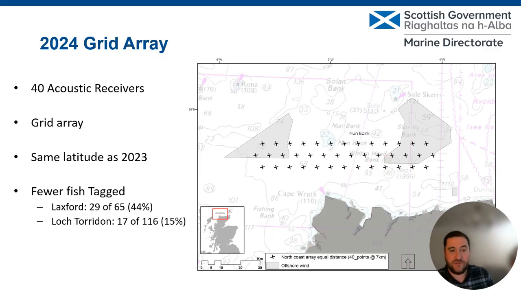To note, there are a lot fewer fish tagged this year. There were 65 fish tagged in the Laxford, of which we detected 29, and 116 fish tagged in Loch Torridon, of which we detected 17, which is probably as we'd expect, given that Loch Torridon is much further away than the fish from the Laxford would have to travel.